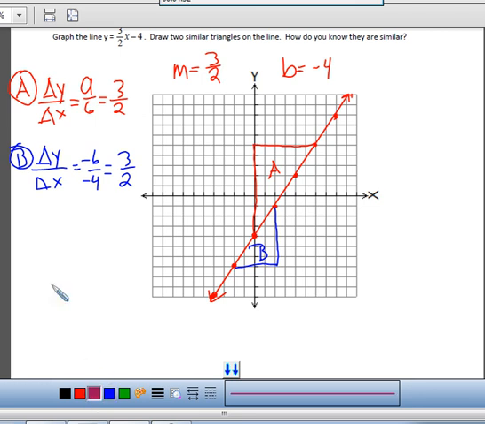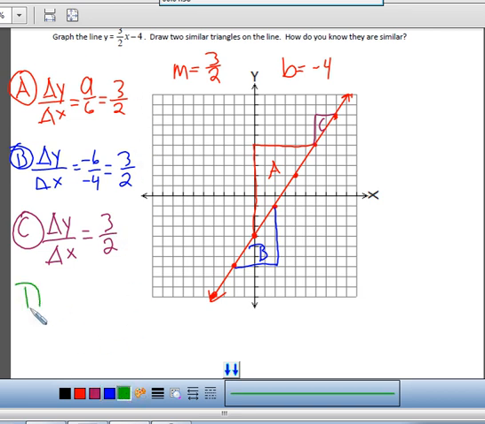Okay, let's pick a different color here. This time this is C. Let's do a little triangle. How about right here? This is triangle C, and of course the change in y over change in x is 3 over 2. Notice that the slope of these is all the same.